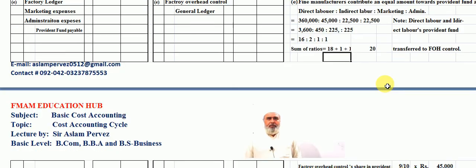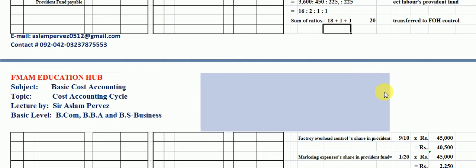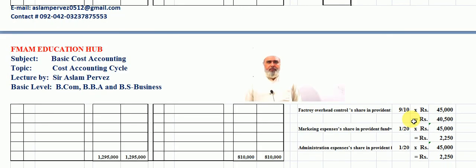This is the 20. Now we distribute the provident cost in the given sectors. Factory overhead control's share in the provident fund is 9 out of 10. This is the amount: 9/10 multiplied by 45,000 rupees. The amount is 40,500 rupees.